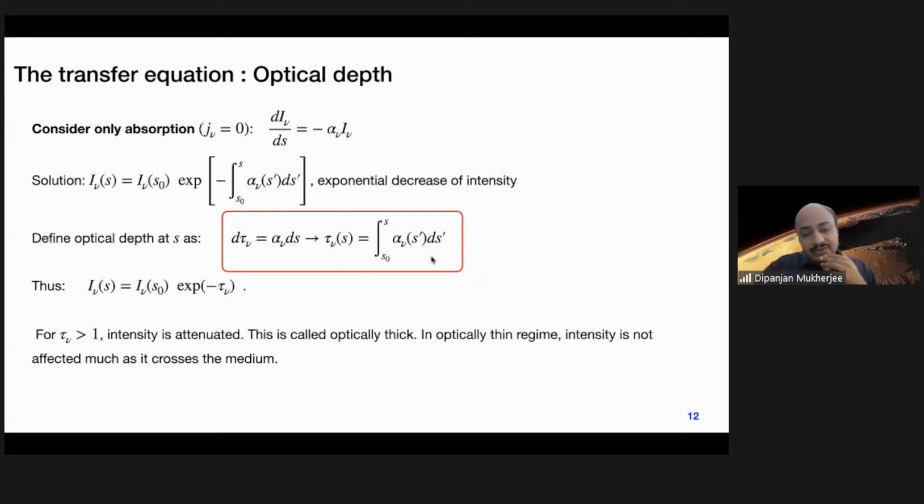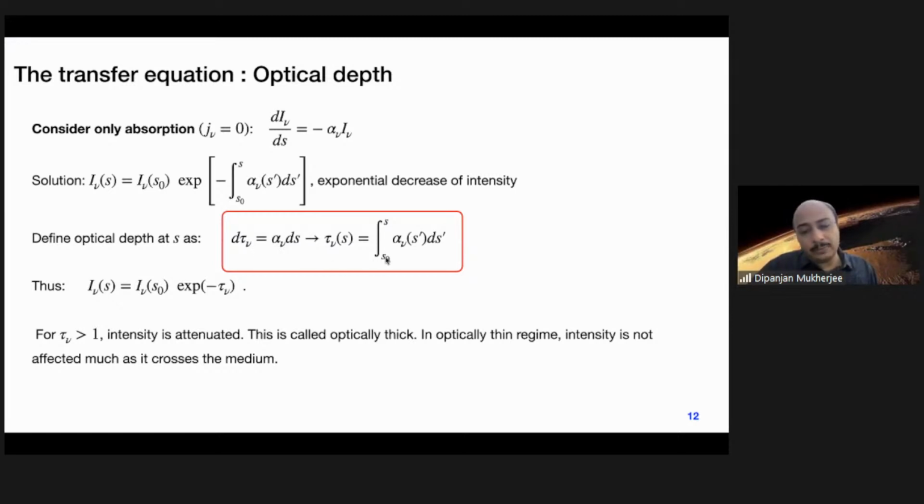This can be conveniently recast into something called the optical depth. The total optical depth from point A to point B is just the integral of the absorption coefficient along that particular ray. We can also write a differential optical depth, d tau nu, which is, for a small excursion along that path, the change in the optical depth.